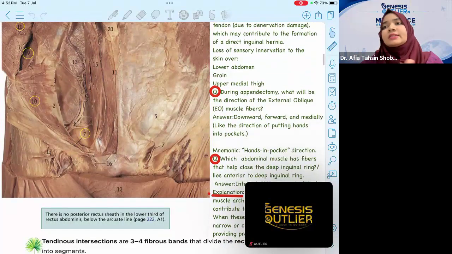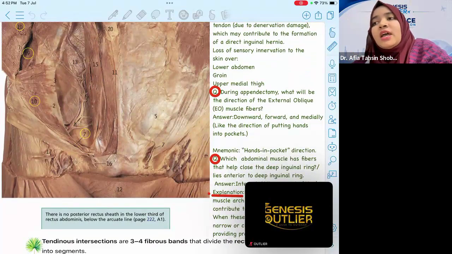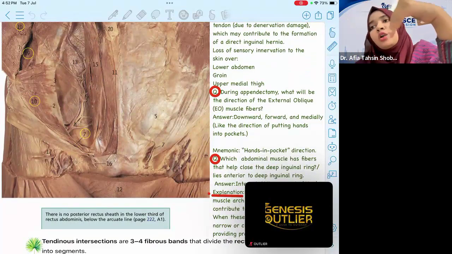Okay. Next question will be from here for this station. During appendectomy, what will be the direction of the external oblique muscle? We have already covered it. It is downward, forward, and medially, or inferomedially.